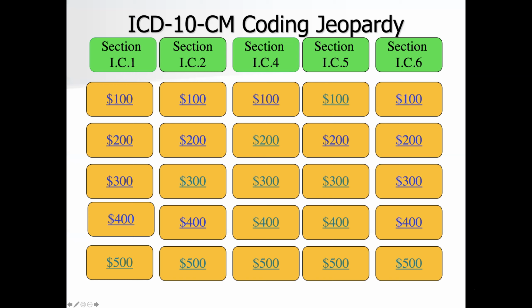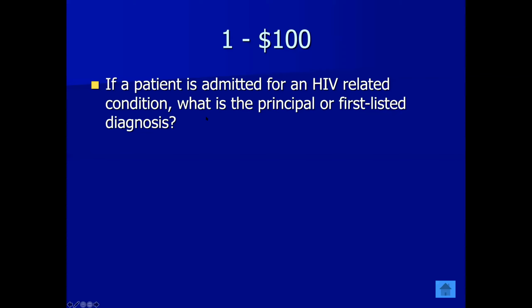I'll do section 1 for 100. If a patient is admitted for an HIV-related condition, what is the principal or first listed diagnosis? What is B20? Oh, somebody's been memorizing those codes. All right. Next up, back to Destiny.